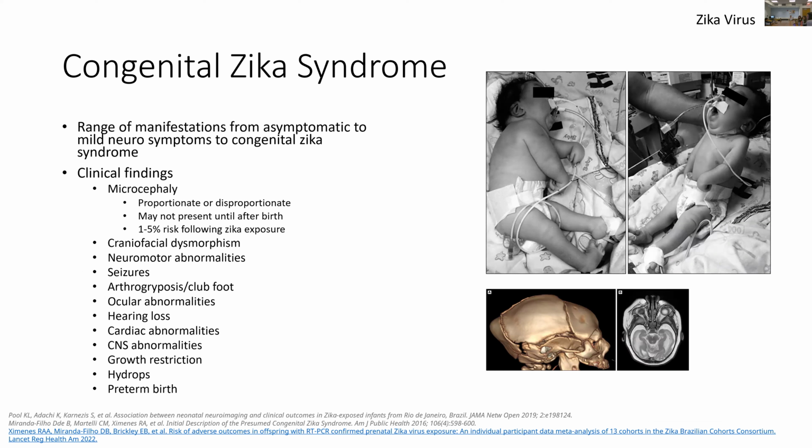So there is a wide range of manifestations of congenital Zika syndrome, from asymptomatic to mild neurological symptoms to the full-blown congenital Zika syndrome. Clinical findings include microcephaly, which can be proportionate or disproportionate to the size of the fetus overall. Interestingly, sometimes it doesn't even manifest until up to a year after birth. They can get hydrocephalus, which will keep their brain size normal on ultrasound, but then after delivery, the hydrocephalus goes down and the microcephaly presents. It's been estimated there's about a 1 to 5% risk of microcephaly occurring following Zika exposure.